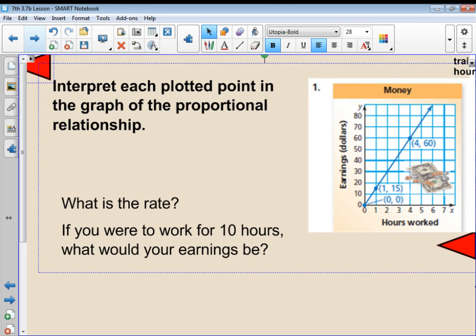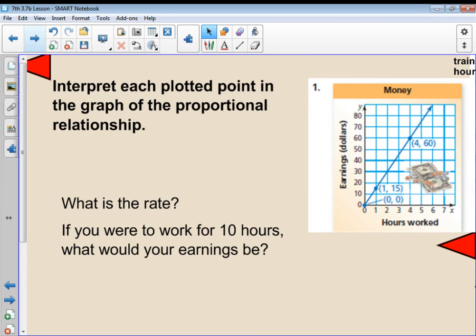Okay, so here's our next information. It says interpret each plotted point in the graph of the proportional relationship. So we have money here, and they want us to interpret each point. So I'm going to go ahead and do my points of 0, 0, 1, 15, and 4, 60. So we're going to go ahead and interpret what each of those means.